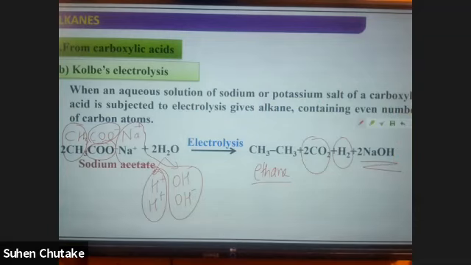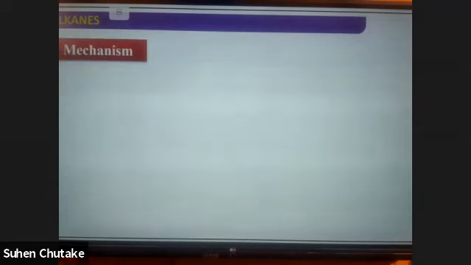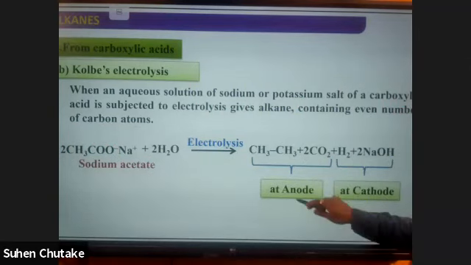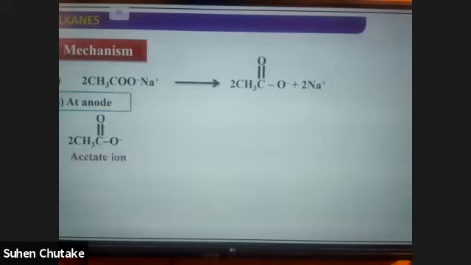Yes, sir. Yeah. So this is Kolbe electrolysis. Okay. This thing you get at the anode, and this thing you get at the cathode. Okay, no need to do the mechanism.